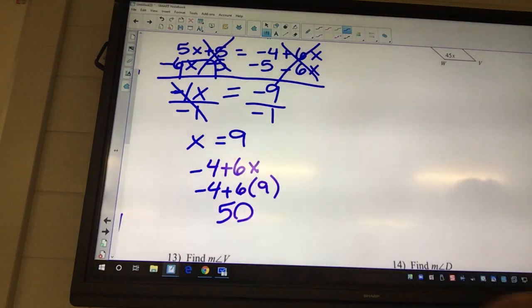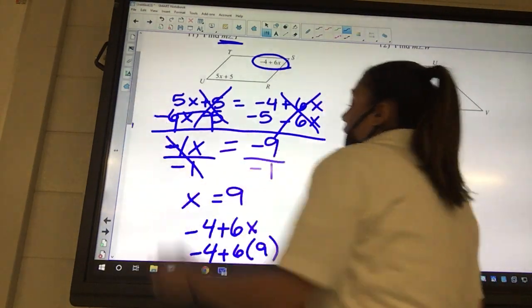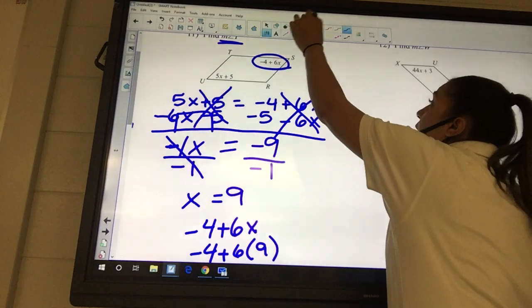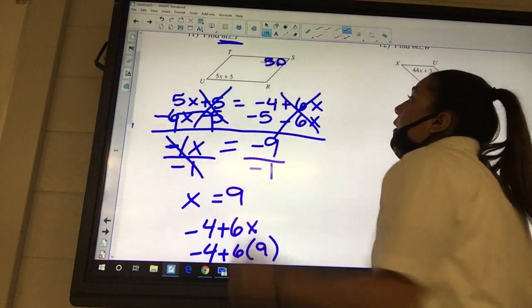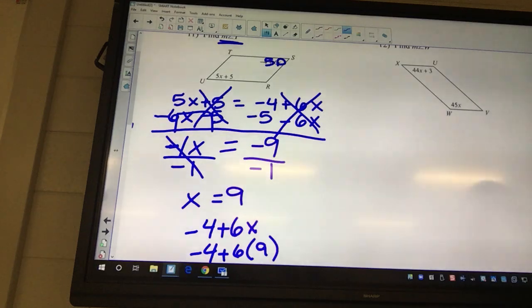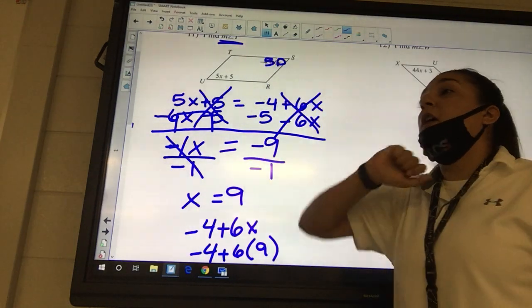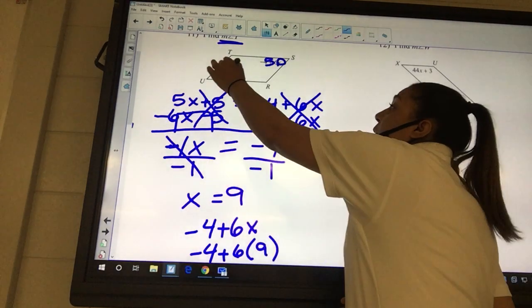What angle is 50 degrees? I don't know. There isn't a such thing. Wait, what is it? Which one were we using? See? S. So S is really 50 degrees. Okay? Now, go with what you know now that you're looking at the picture. If this one is 50, what other one needs to be 50? You would be 50.